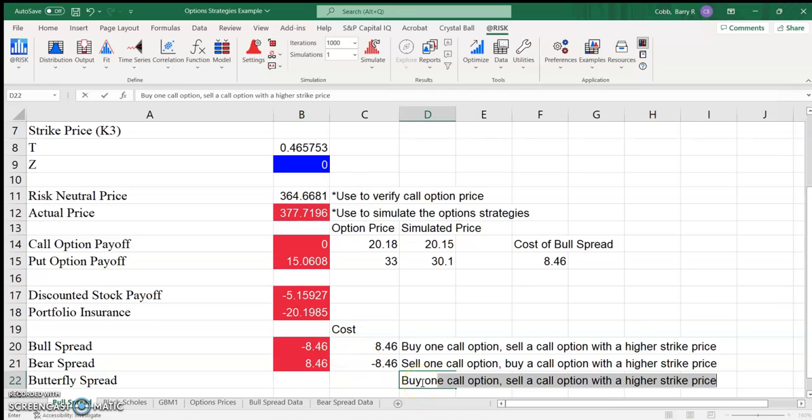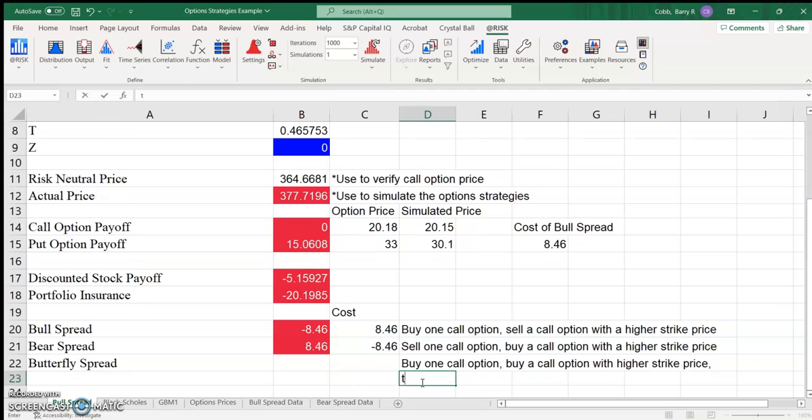We would buy one call option, then buy another call option with a higher strike price, then sell two call options with a strike price in the middle.